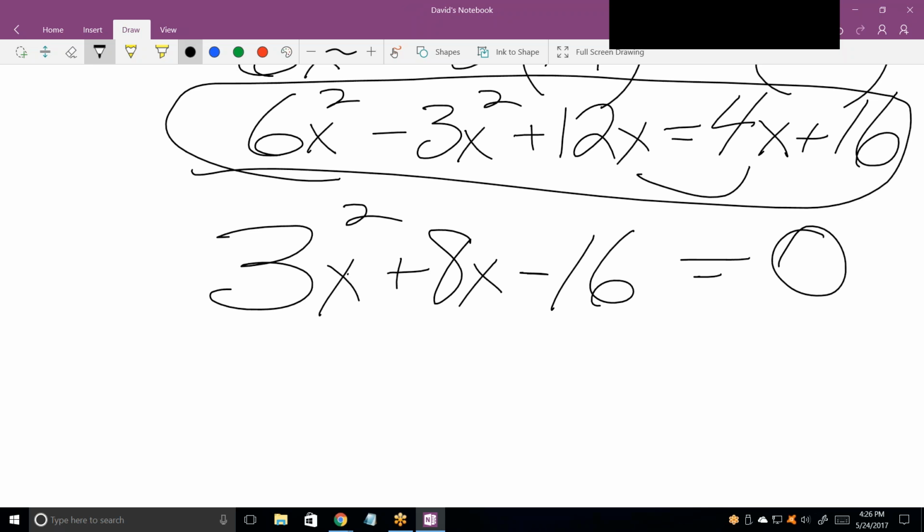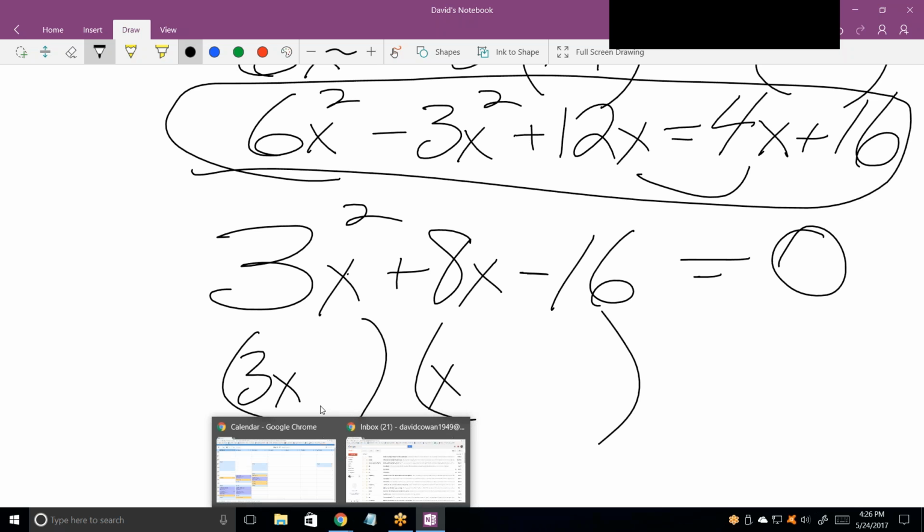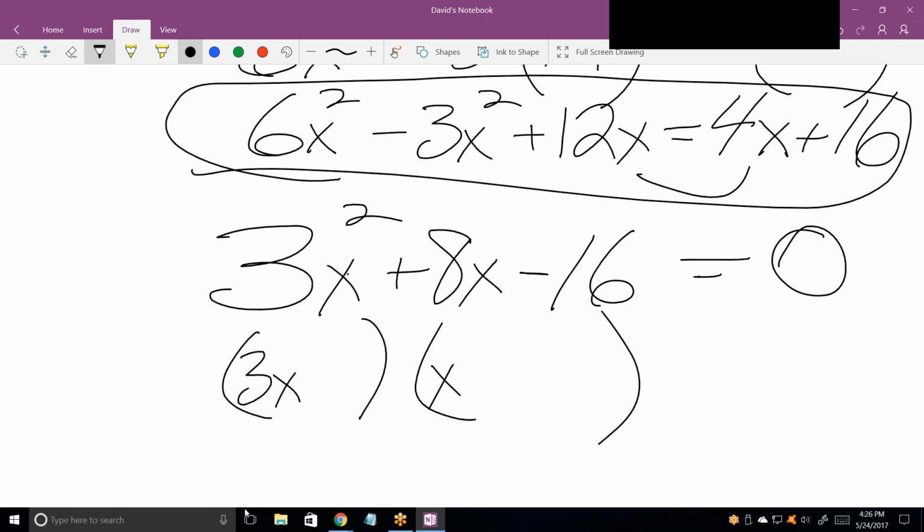Okay? So, now we have it as a quadratic. There's no greatest common factor that I can take out. So let's see if we can factor it. So it's 3x and x. Okay. What are both signs?